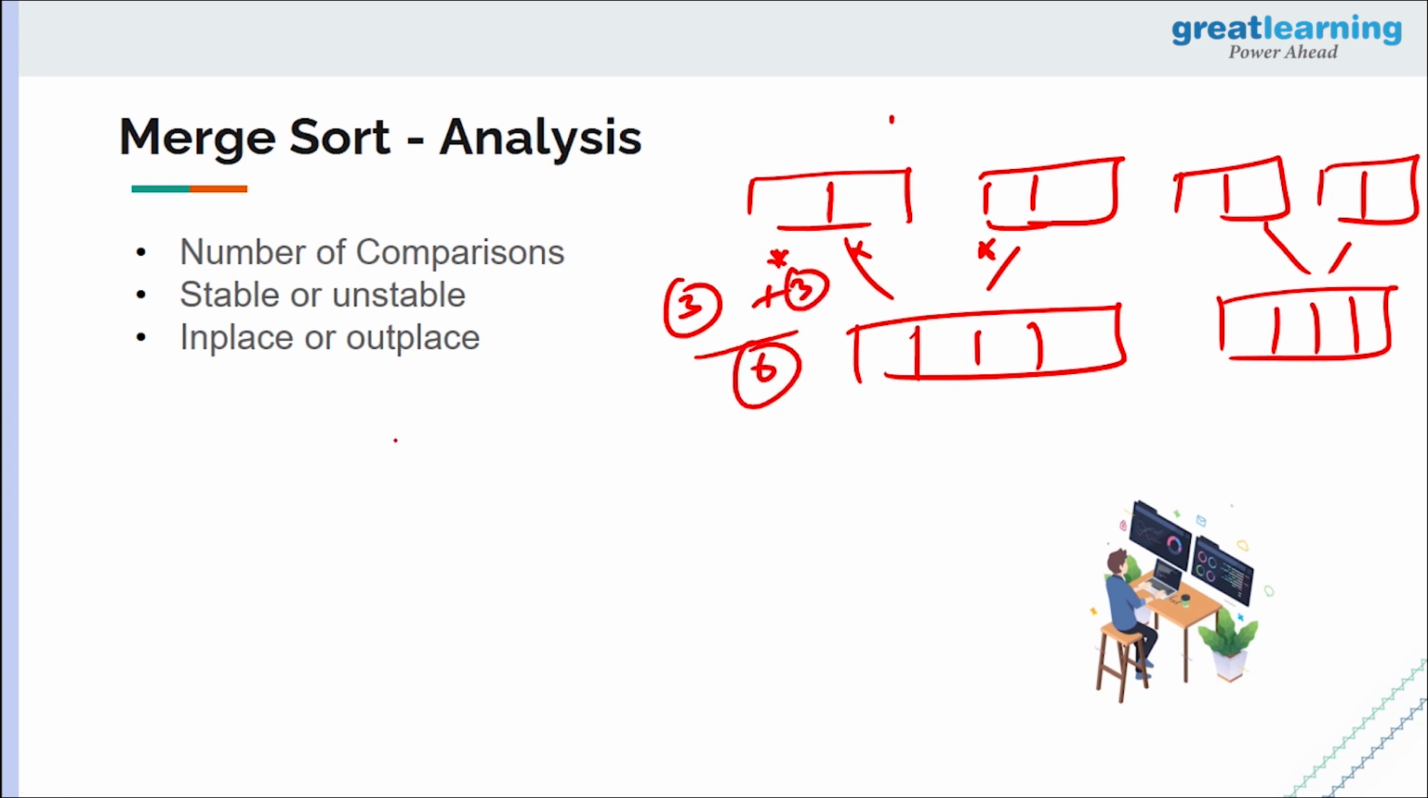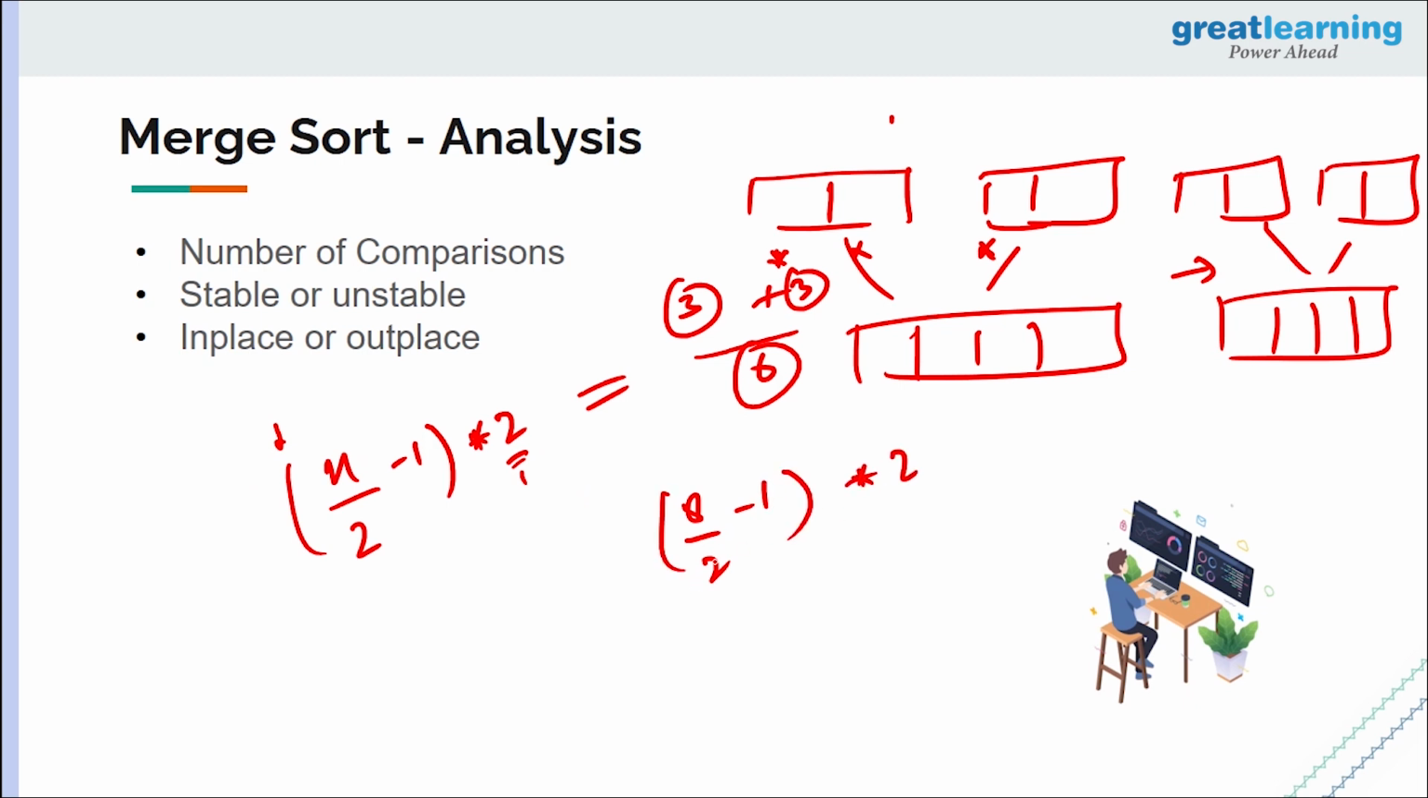Now if we evaluate this and put it in the form of a formula, it would have been (n/2 - 1) * 2. Why this 2? Because the same thing happens over here, so we are just doubling it. In this case we have n equal to 8, and 8 divided by 2 is 4, 4 minus 1 is 3, 3 into 2 is 6. So 6 comparisons, right? So this is the formula.